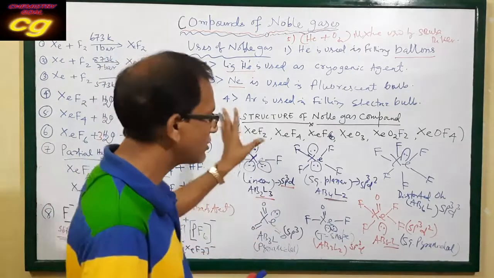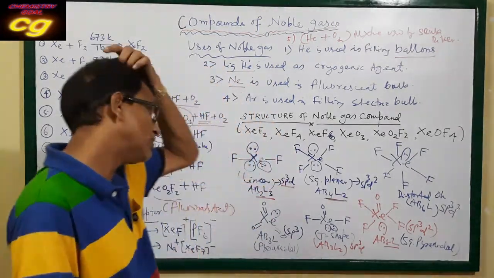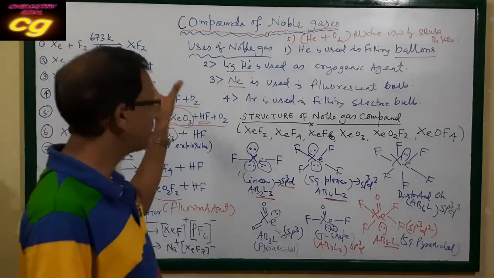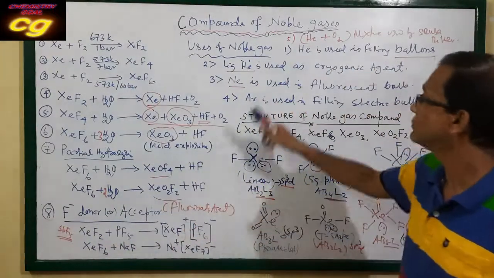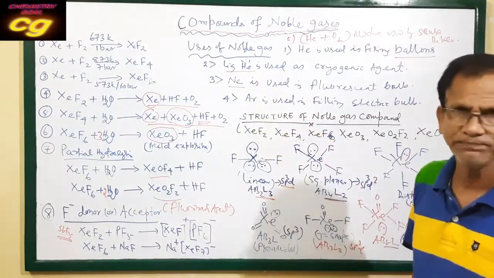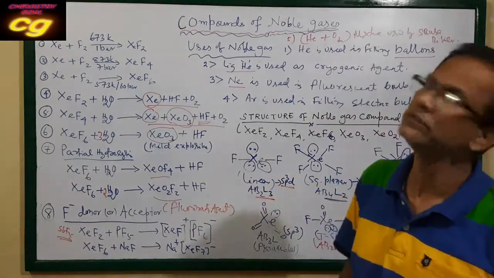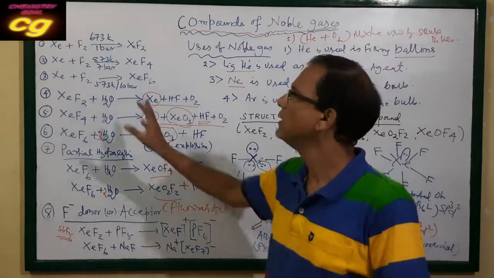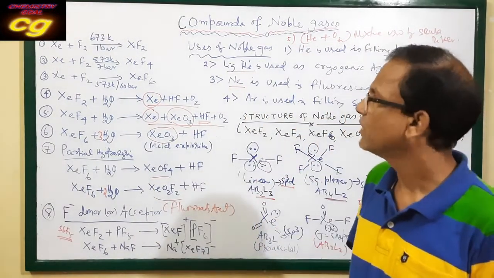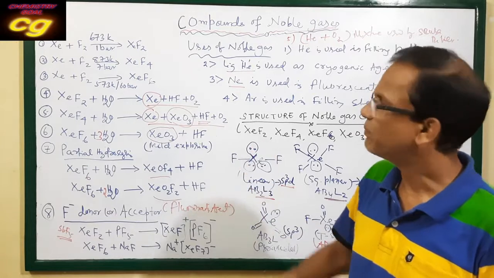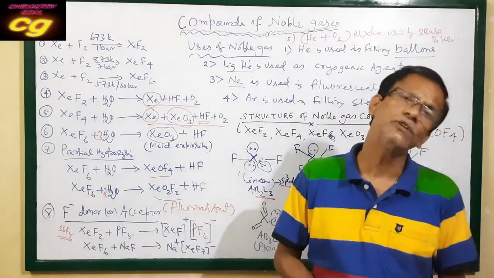This type of question is also asked in different competitive examinations. So this is regarding the preparation and properties of noble gases, some uses of noble gases, and the structure of compounds, especially oxides and fluorides of xenon. So this is regarding the preparation, properties and uses of noble gases and their compounds. Okay.